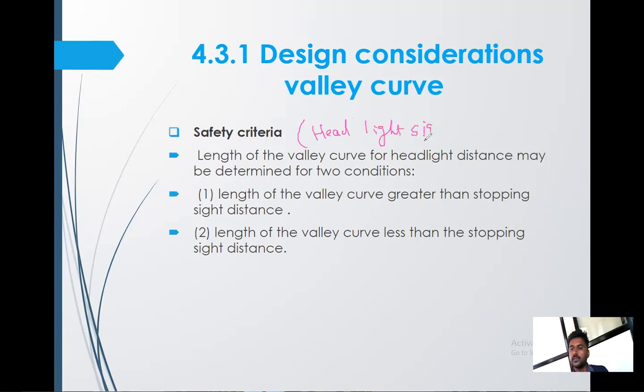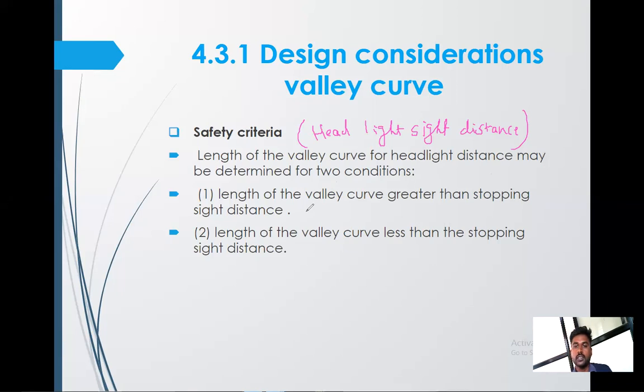Headlight sight distance depends on what? Headlight sight distance. In this criteria, the length of valley curve may be determined by the two conditions.